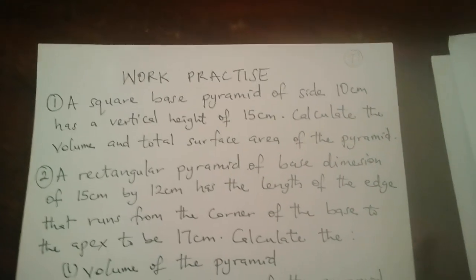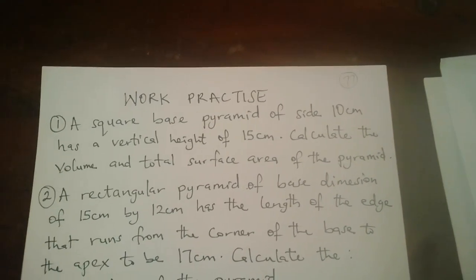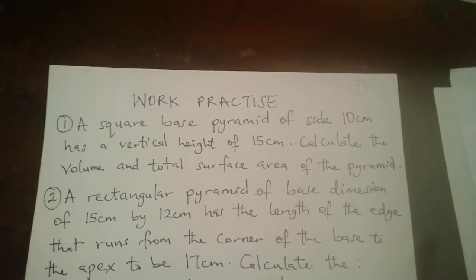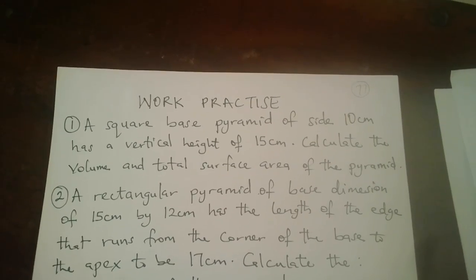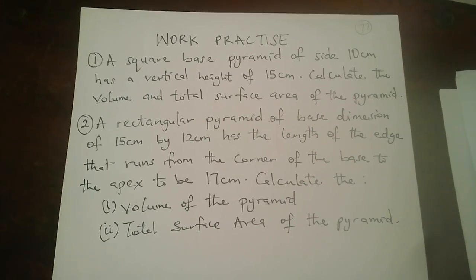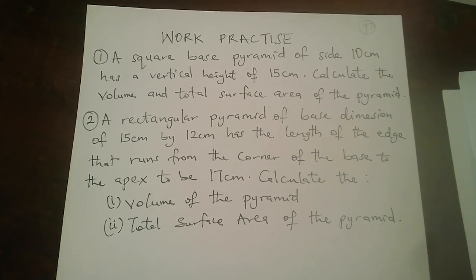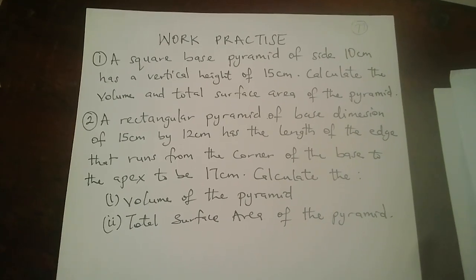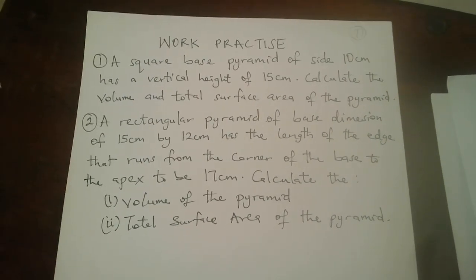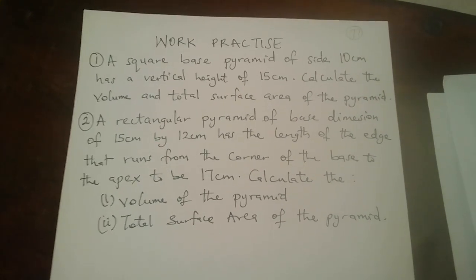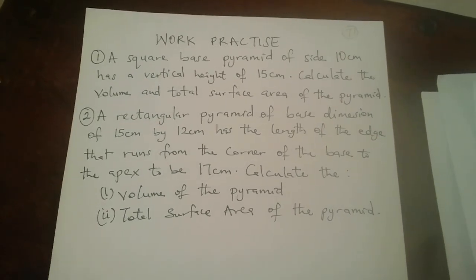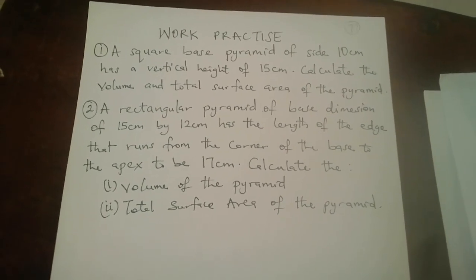So for the work practice, number 1, a square base pyramid of side 10 cm has a vertical height of 15 cm. Calculate the volume and total surface area of the pyramid. Number 2, a rectangular pyramid of base dimension of 15 cm and 12 cm has the length of the edge that runs from the corner of the base to the apex to be 17 cm. Calculate the volume of the pyramid, and the total surface area of the pyramid.